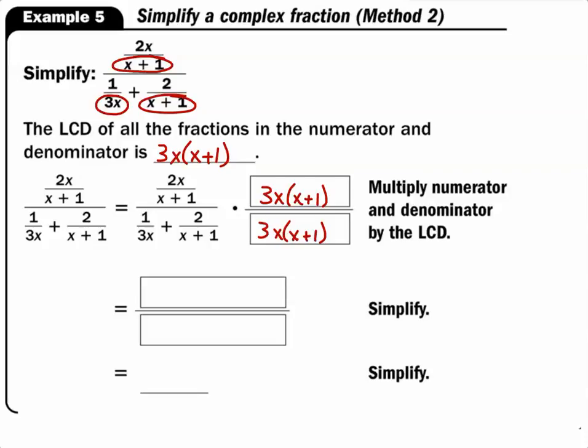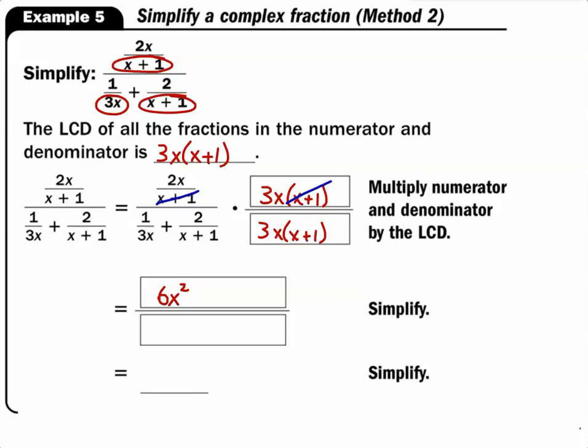Now, the numerator is the easier part because you see you had 2x over x plus 1, and now it's multiplied by this. The x plus 1 cancels with the x plus 1 that was kind of causing the problems to begin with. So the 2x multiplies by 3x, and that makes 6x squared. Boom. Happiness, right? Like the best thing ever.